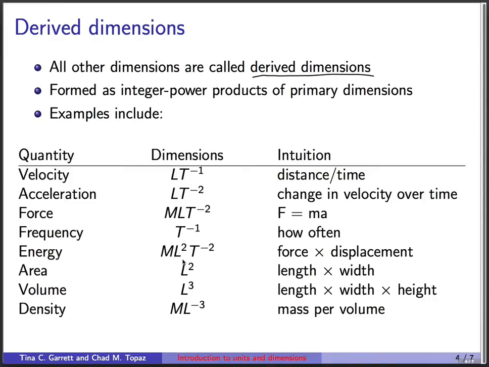Area has dimensions L squared. You can think of the area of a rectangle as length times width. That's the product of 2 distances, 2 lengths. Volume is like length times width times height, so the dimensions are L cubed. And density is mass per volume. That's M divided by L cubed, or ML to the minus 3.